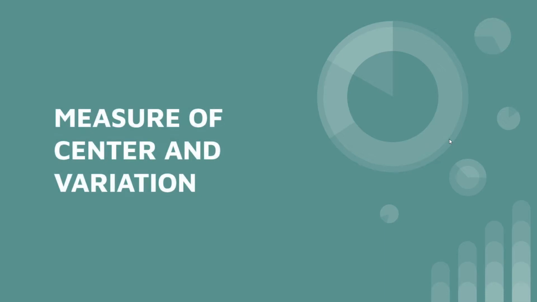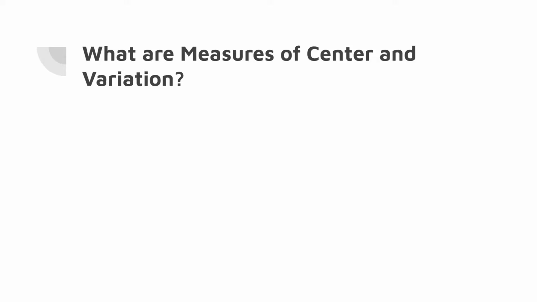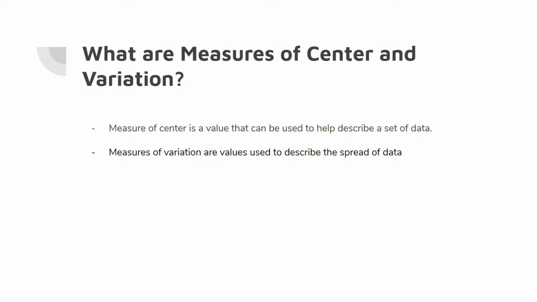Today we'll be going over measures of center and variation. So, what are measures of center and variation? Well, a measure of center is a value, which is a number, that can be used to help describe a set of data. A set of data here could be any set of numbers that are given to you. Measures of variation are values that are used to describe the spread of that data, so how those numbers are spread out.